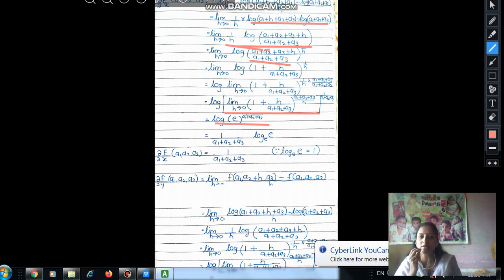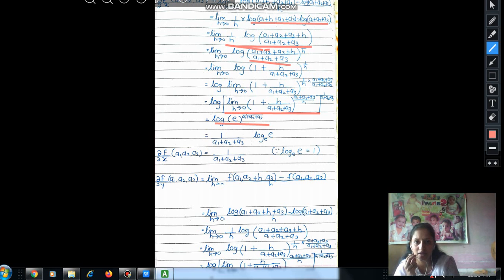Okay, continuing the example of f of xyz is equal to log of x plus y plus z, that is, of partial derivatives. Here we get log of e raised to 1 upon a1 plus a2 plus a3. So by the rule of logarithm, this power will become the coefficient here.